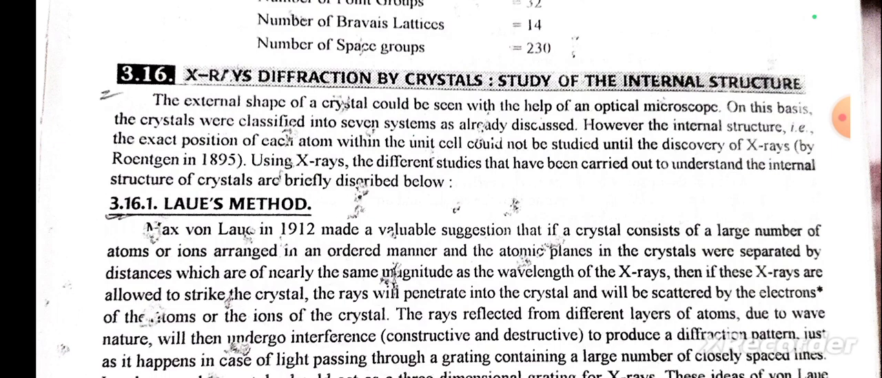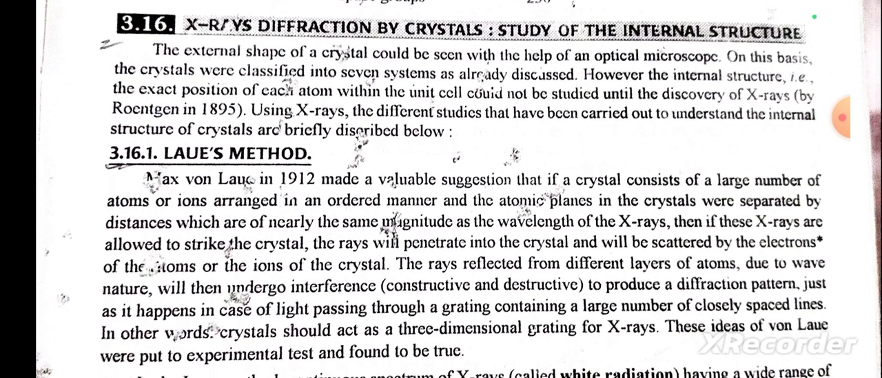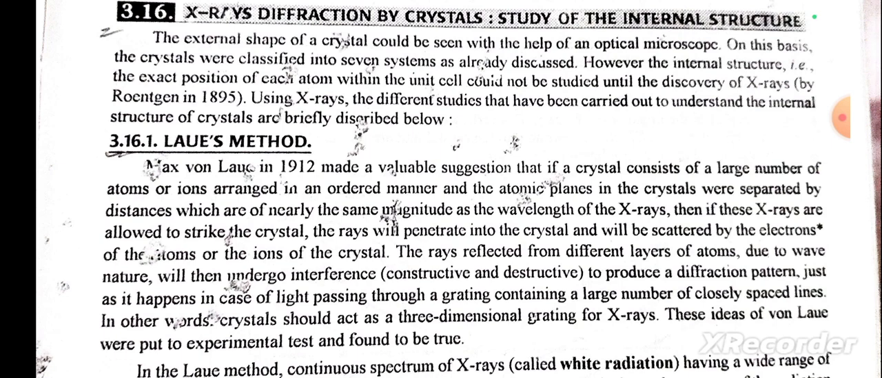X-ray diffraction by a crystal to study the internal structure. The external shape of the crystal has been studied with the help of an optical microscope on the basis of the crystal symmetry already discussed, but the internal structure, the arrangement of each atom within the unit cell, is studied using X-rays. The X-ray diffraction methods used to understand the structure of crystals are briefly described below.